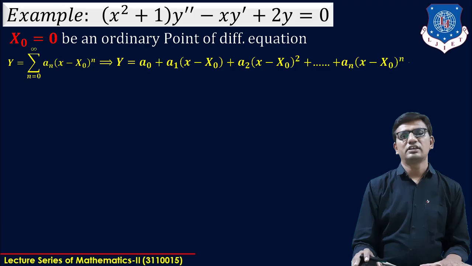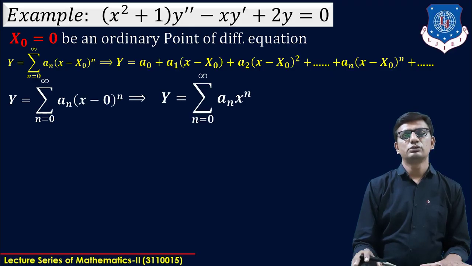That can be written as y = a0 + a1(x − x0) + a2(x − x0)² + a3(x − x0)³ and so on. Now we put x0 = 0 in our series, then finally we get y = Σ (n = 0 to ∞) an x^n.